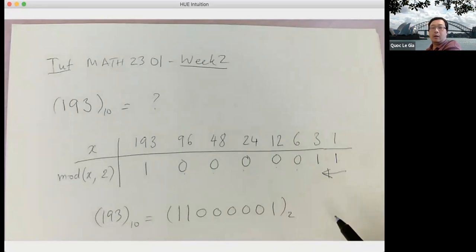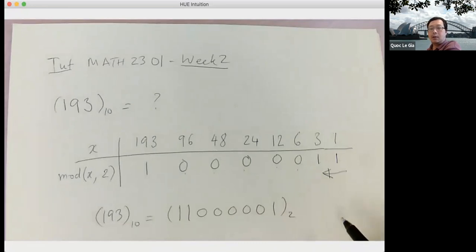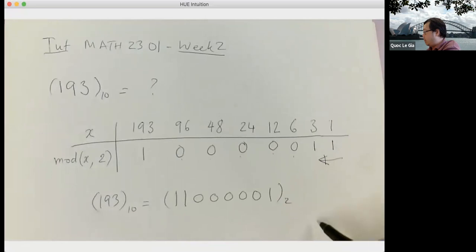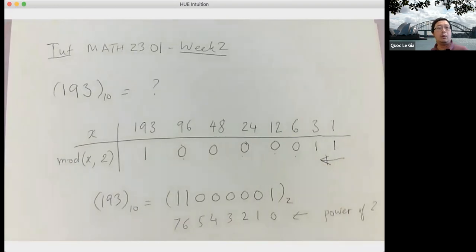I have to check whether my calculation is correct. Remember, you can represent this as powers of 2. So this is power 0, power 1, power 2, power 3, power 4, power 5, power 6, power 7. Okay, any questions?